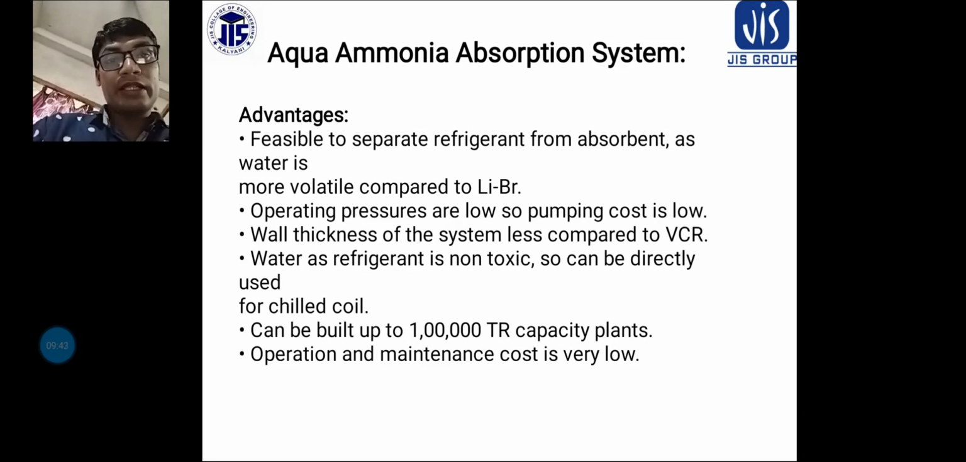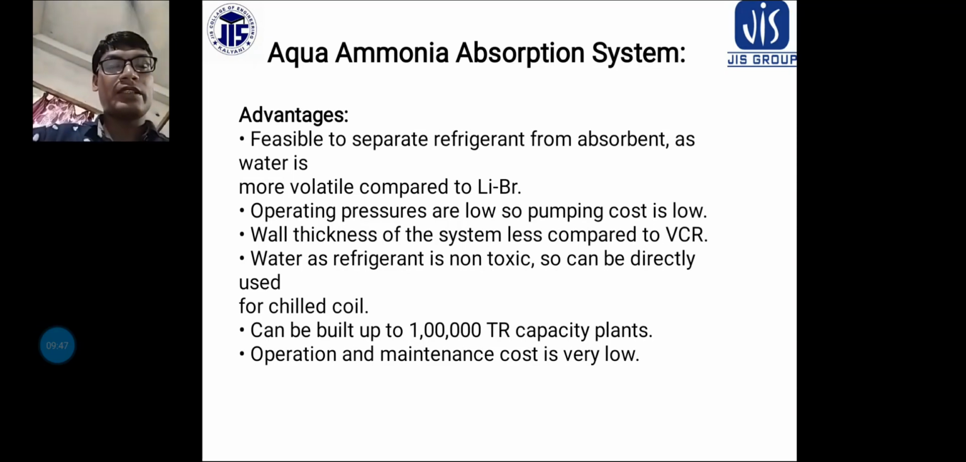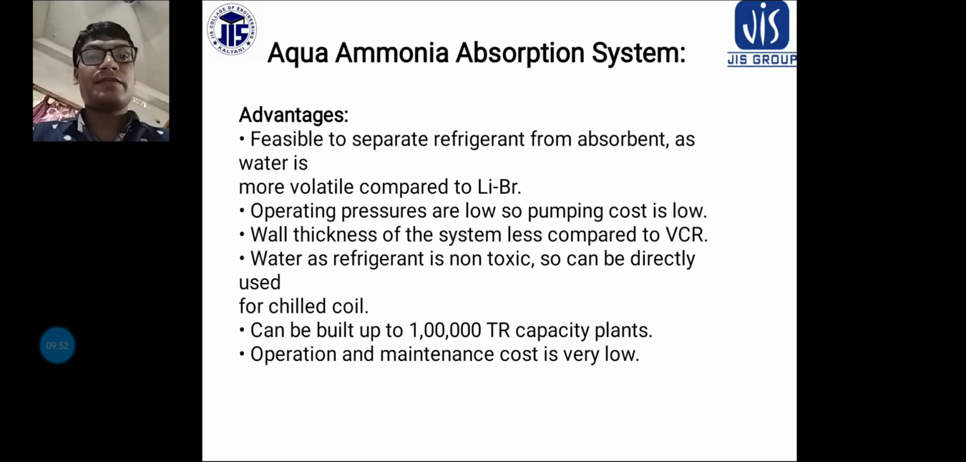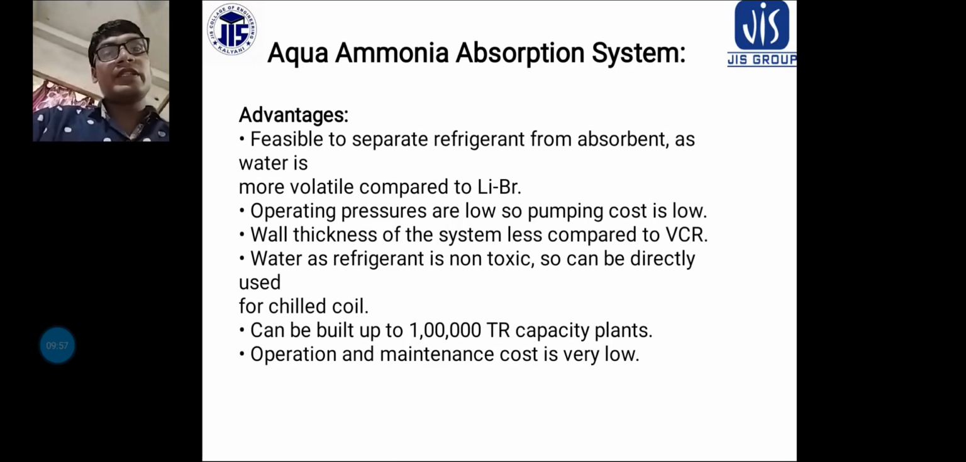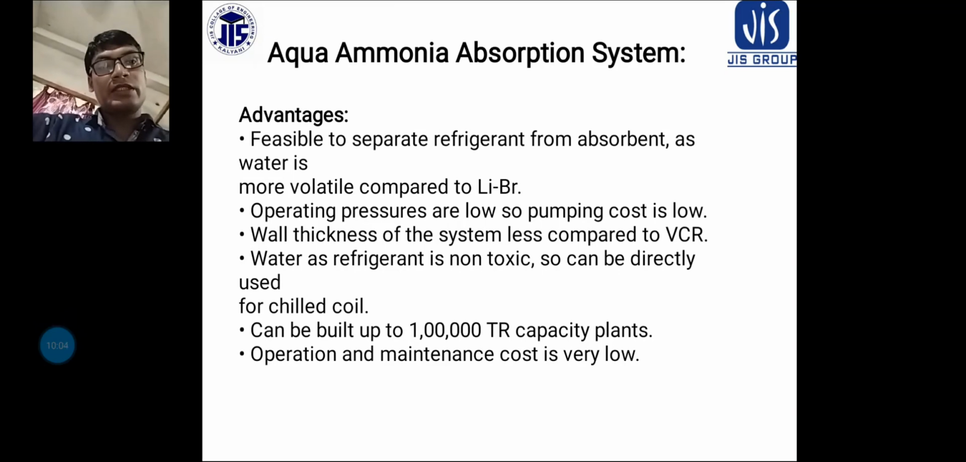And next, water as a refrigerant is non-toxic, so it can be directly used for the chilled coil. Next point is that it can be built up to a 1 lakh ton capacity plant. Okay, so the capacity is very important here. Capacity is more, a 1 lakh ton capacity plant can be built up.